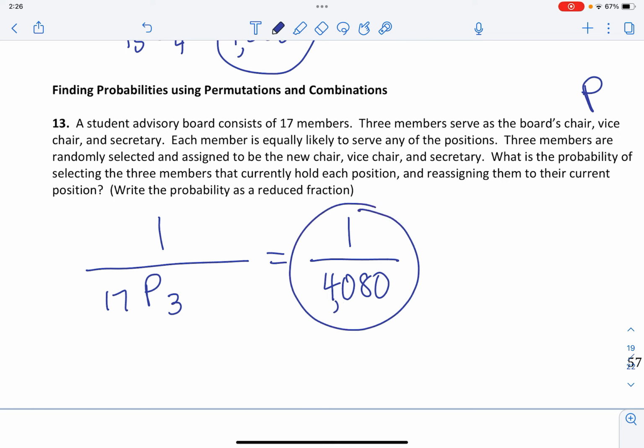So a lot of these, the key is deciding permutation or combination. You really have to ask yourself, does order matter? There are some clues in that as we go through some more examples. But for sure, if they're talking about committees and positions, it's always permutations.